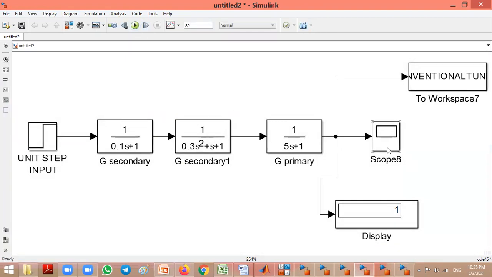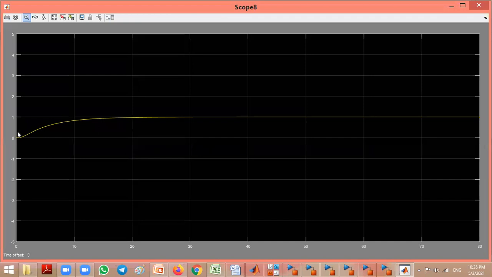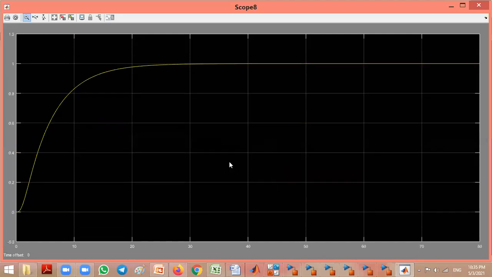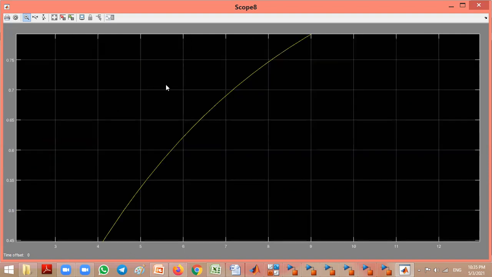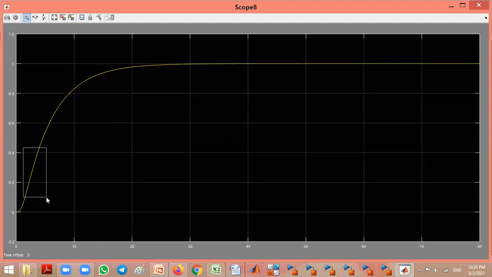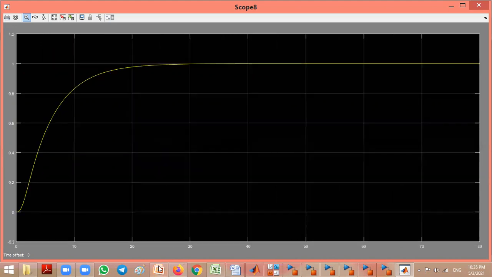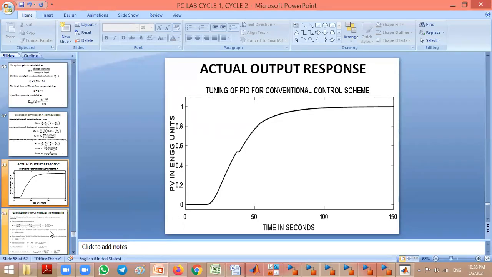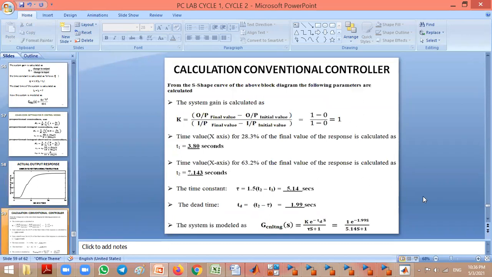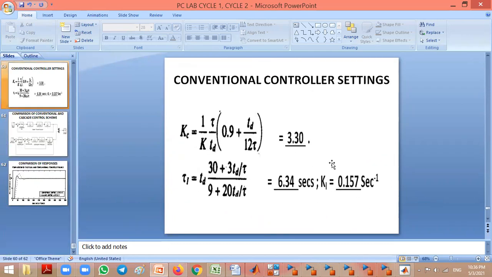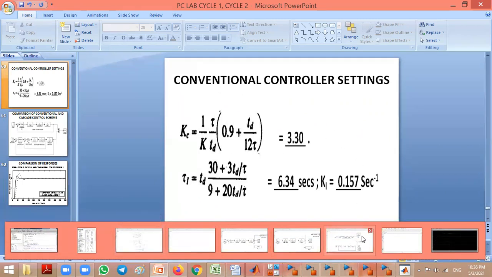Okay, so right now you see the graph, it's an S-shape curve. Clear? So, see, and now again you complete 0.632 and again you do for 0.283. Okay, so you calculate everything, and you find the PI control action. So you'll get 3.30 and 0.157. Okay, so this one you implement in the cascade control scheme.